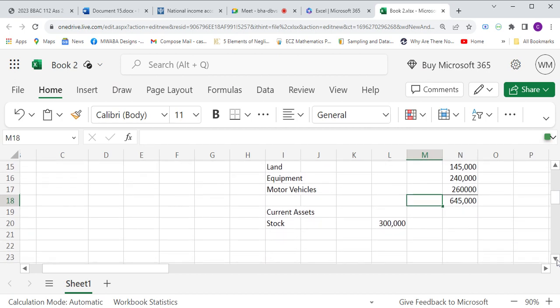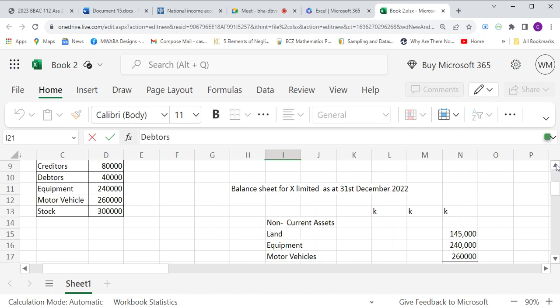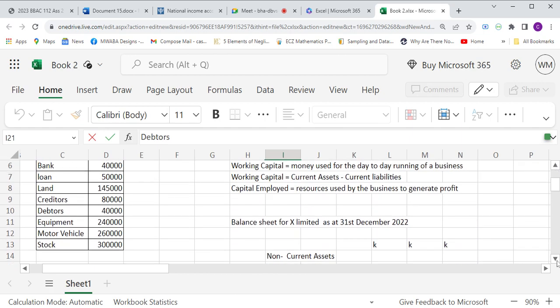Next, we have debtors, people who owe us money. Let me see, debtors, 40,000.